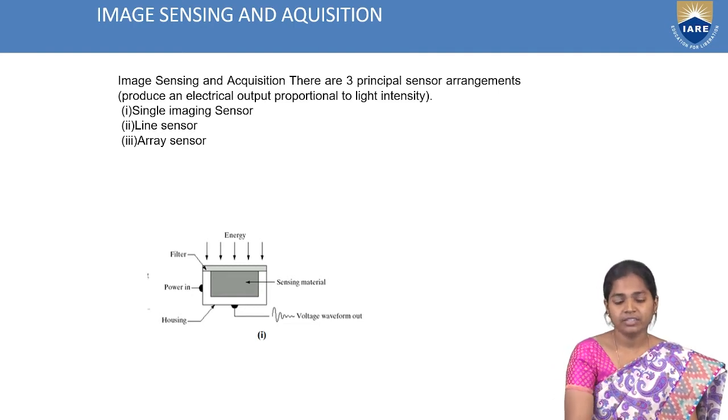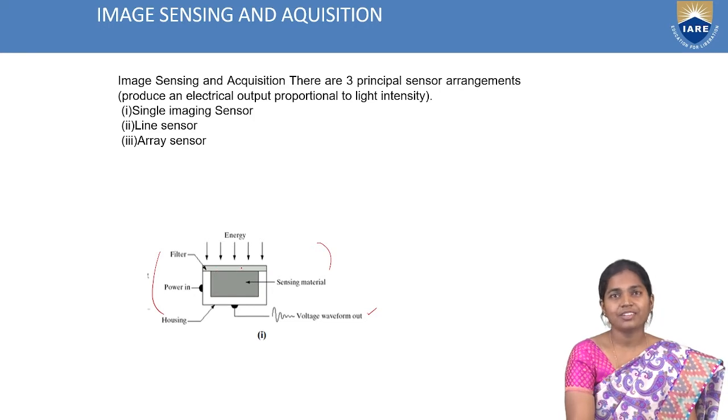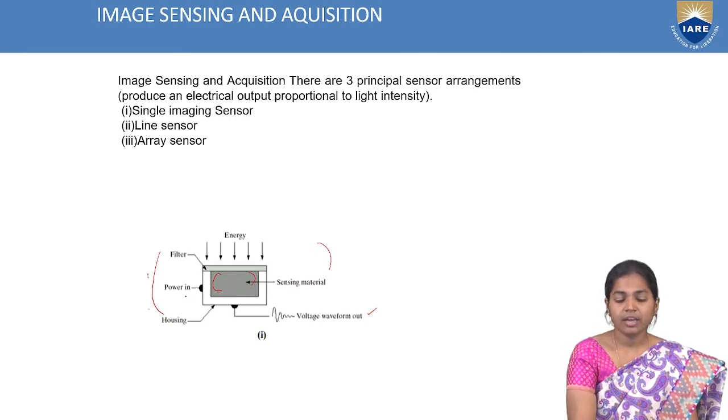Here, this is the single sensor. Light energy falls on the sensor, and whatever energy falls on the sensor, a proportional output voltage is produced. This is the analog output, a voltage waveform. Before that, we are using a filter. What is the function of the filter? It removes the noise components. This part is the sensing material, and this is the power in, with which we apply the power.